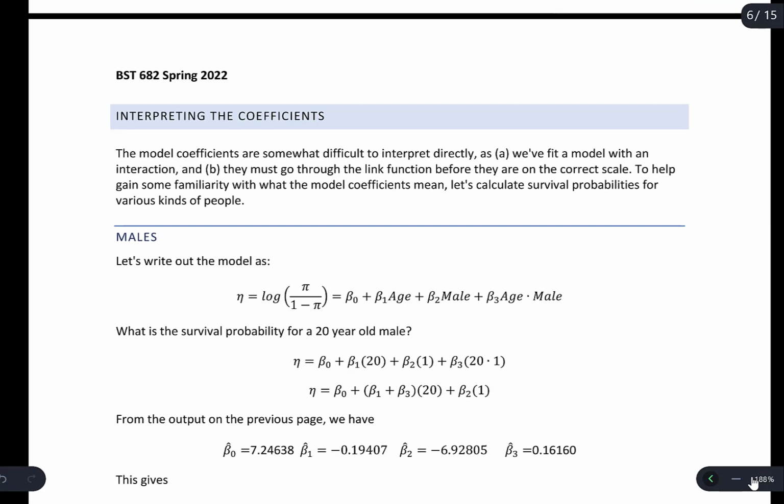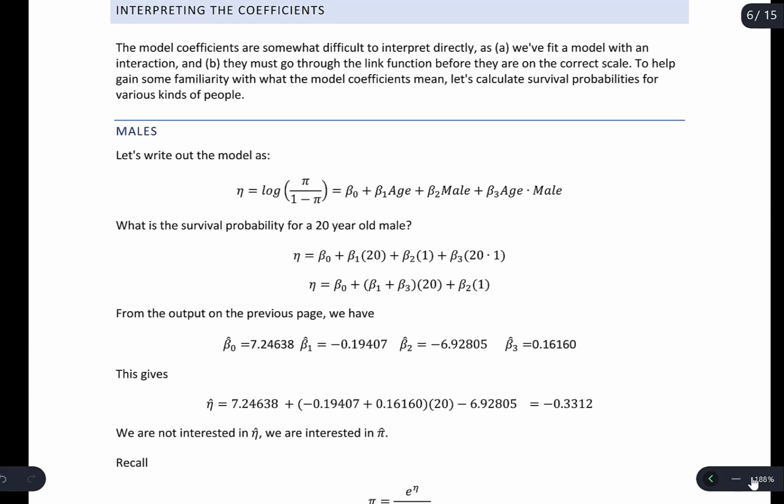All right, so now let's take a look at interpreting the coefficients. The model coefficients are going to be more difficult to interpret directly because we fit a model with an interaction, and notice that they have to go through the link function before they're on the correct scale. So to help gain some familiarity with what the model coefficients mean, let's calculate survival probabilities for various kinds of people. So let's start out with calculating survival probabilities for males.